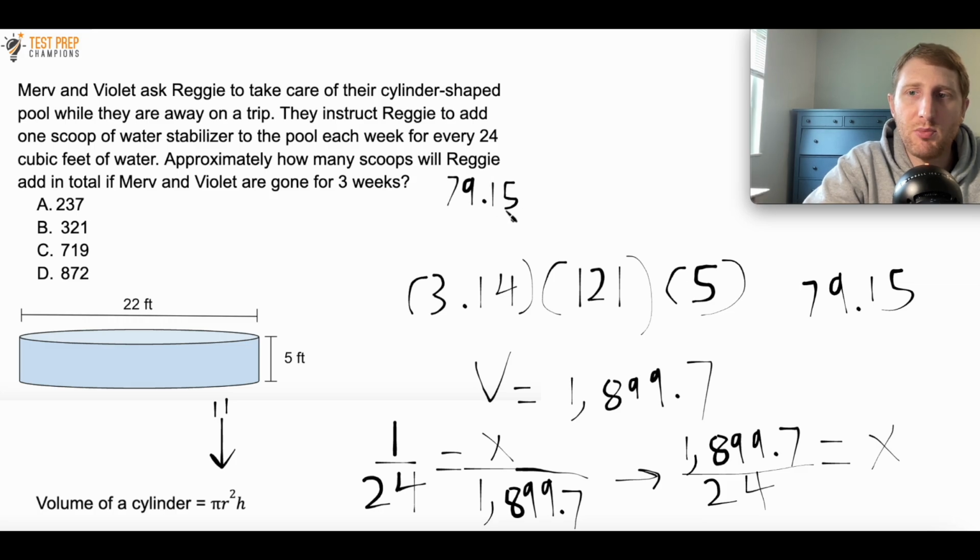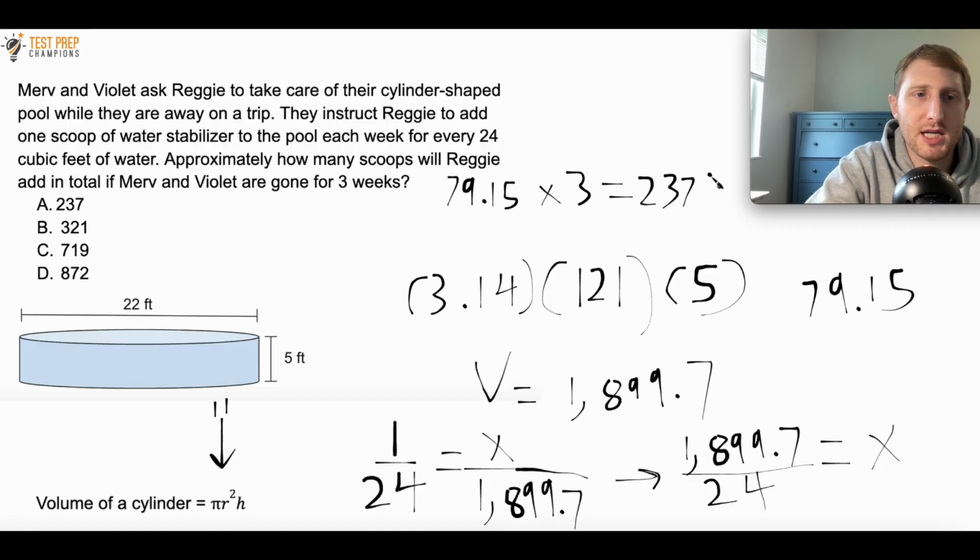So 79.15, that's the number of scoops per week, given that this is the volume, right? So let's triple it, and that's going to tell us the total number of scoops she's going to add over 3 weeks. So times 3 gives me 237.4625 is what I get on my calculator. But again, we're just asked for approximately. So we see that A is the correct answer here.